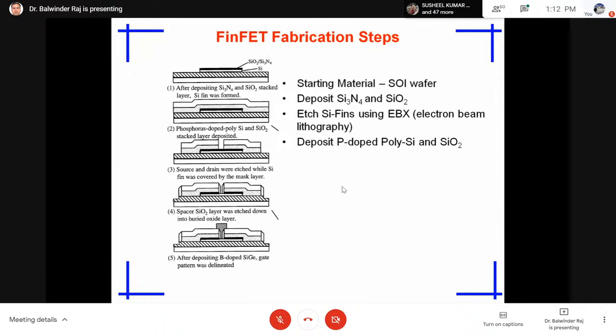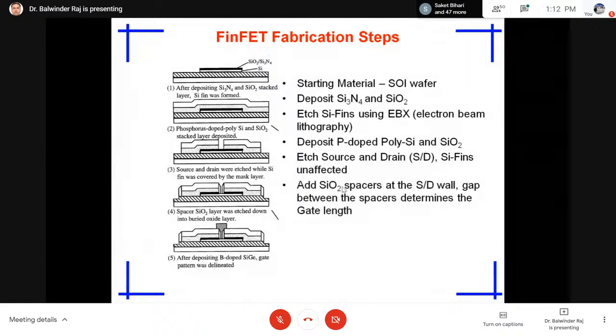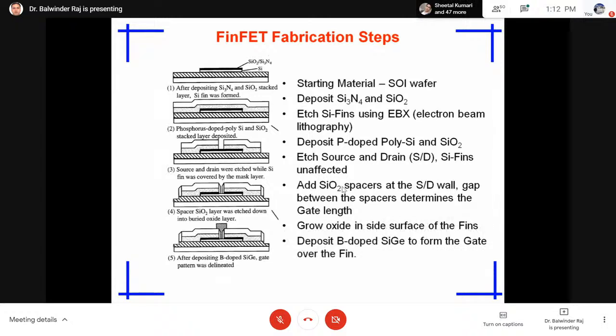Then we have to deposit a layer with the help of phosphorus, n-type with phosphorus, and trivalent. Then etching, source and drain. Then again we have to add silicon dioxide as a spacer. Then we have to go for the oxide on the side surface of the fin. So finally we will deposit the boron-doped silicon germanium. So boron will give p-type. So both n-type and p-type can be grown.